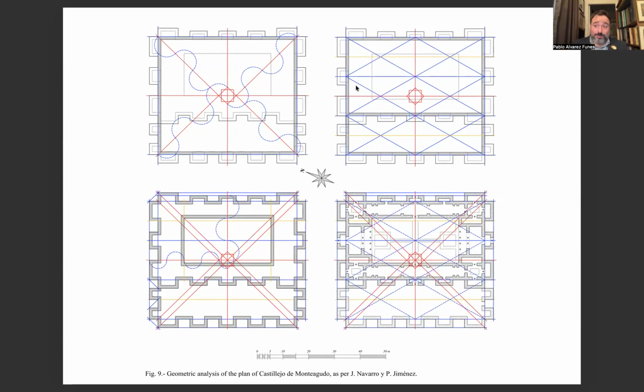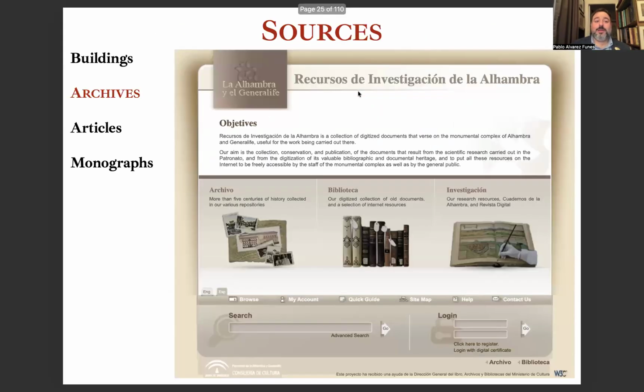You just know that the intersection of those two lines is where you have to go. No buts, no ifs. So they are very good on that. Again, the buildings are a source to understand the geometry because you can do reverse engineering from them. But there are others. The archives are very important.